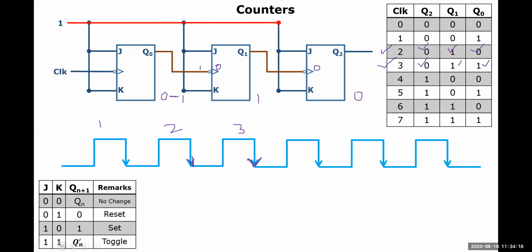Now look at this. Before going to the fourth one, let us write the present state of the third here. The present state is Q2 equal to 0. Here it is 0, and Q1 equal to 1. Here it is 1. So Q0 equal to 1 here. It is 1. Okay. So now let us discuss the fourth.